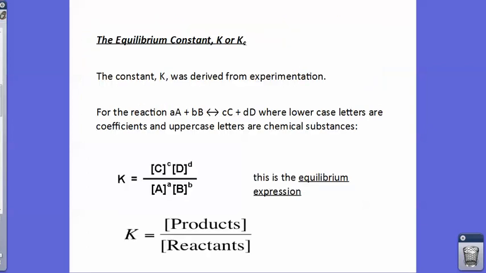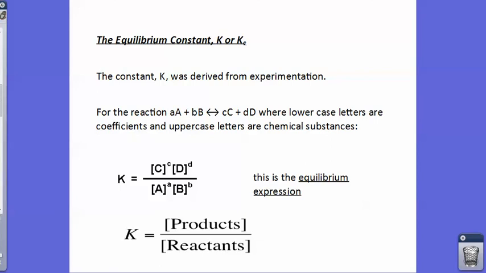So this brings up the idea of an equilibrium constant, which we refer to as K or Kc. So we have a lot of constants up to this point. This is the specific constant for equilibrium. It was derived from experimentation. So what we're able to do with this is determine what the reaction is. Does it favor the reactants, so more reactants are going to be in the reaction, or more products at equilibrium?